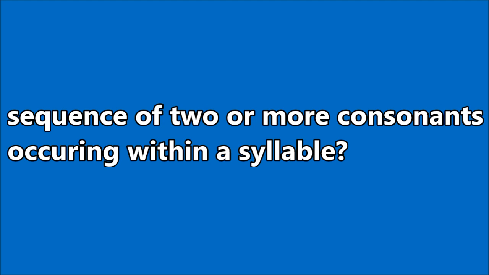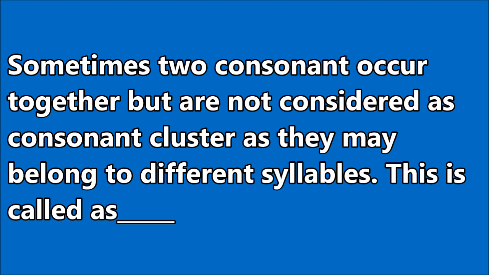Next question. What is the sequence of two or more consonants occurring within a syllable? The answer is consonant cluster. Next question. Sometimes two consonants occur together but are not considered a consonant cluster as they may belong to different syllables. This is called dash.